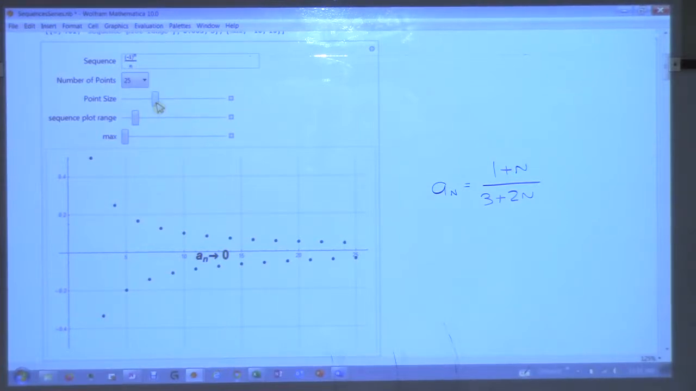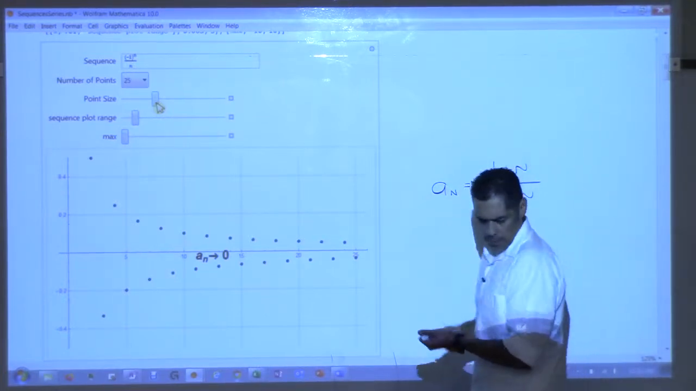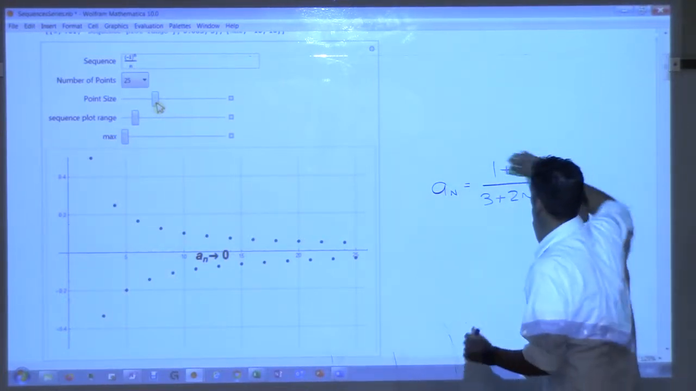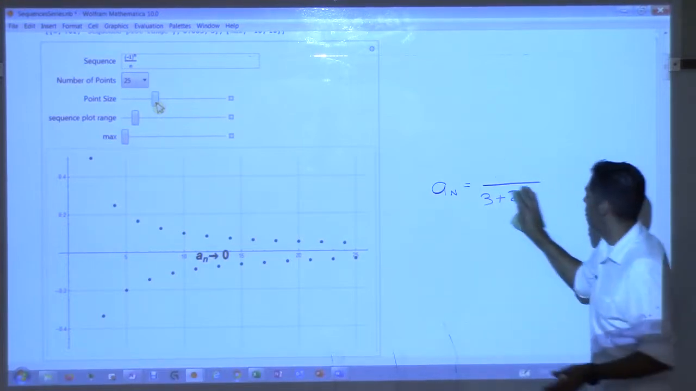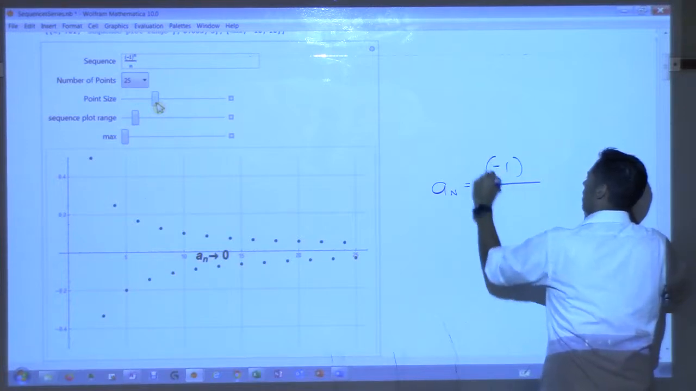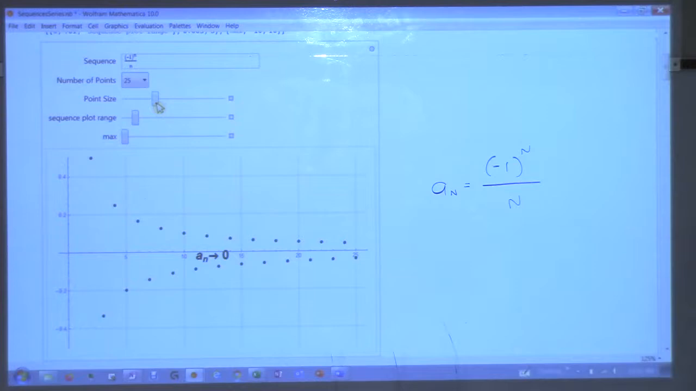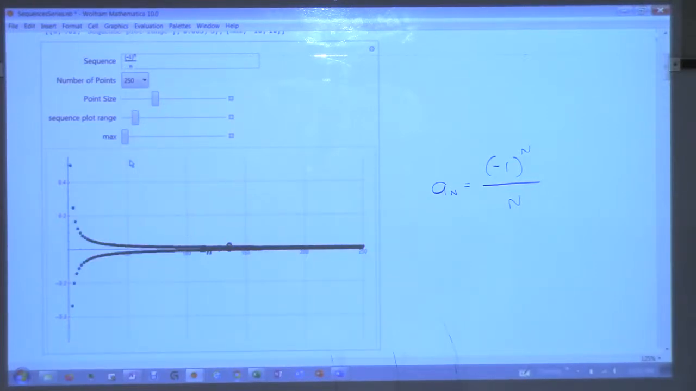So that's an example of the sequence -1 to the n over n. So that's what you were saying, alternating. Just because it's alternating doesn't mean that it doesn't converge, right? It could. That's -1 to the n over n. So that converges. If we go out further, that's only the first 25 points in the sequence. If we go out to like 100 points, now you can really see it's converging to 0, right? Okay?